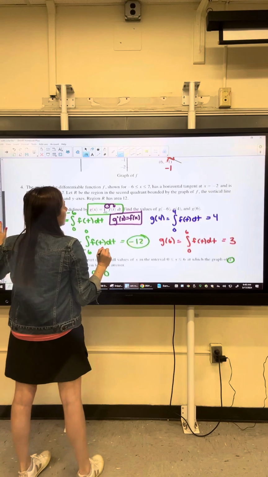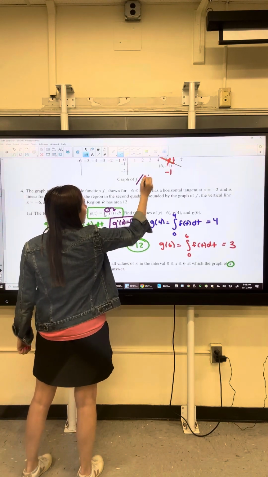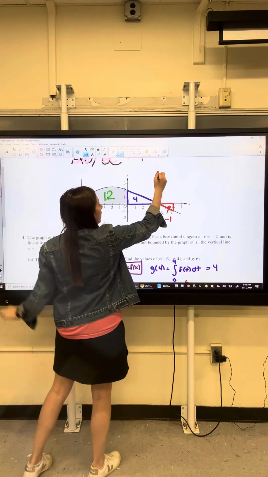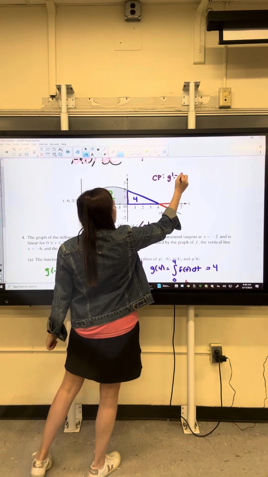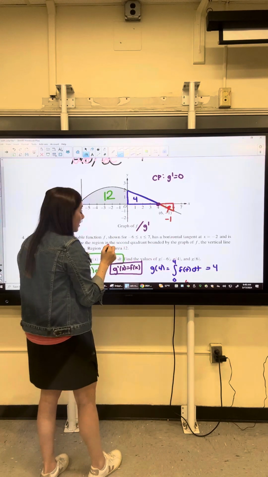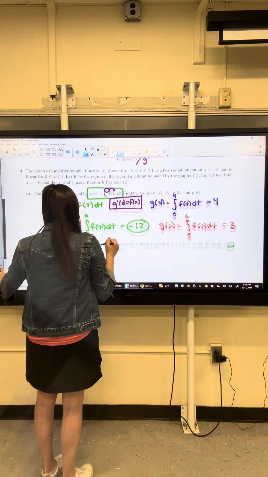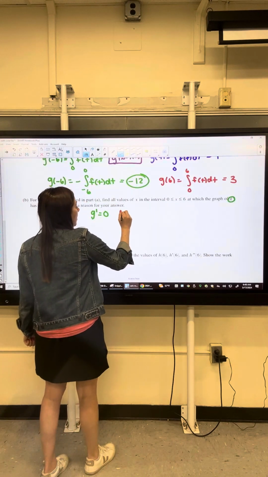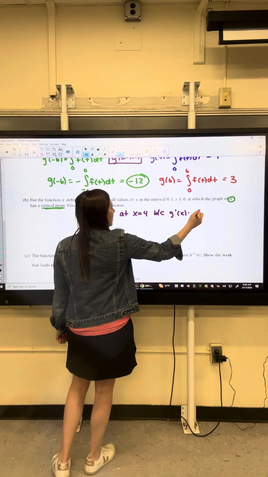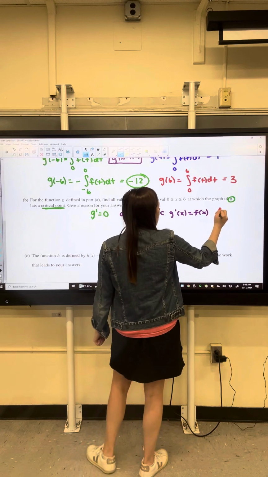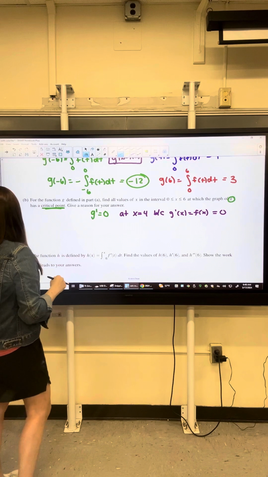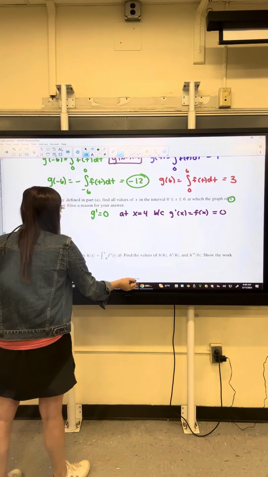So not only is this the graph of f, it's the graph of g prime. So they want to know when this graph has a critical point. Remember, a critical point is when g prime is equal to 0. Well, look at this. Isn't the only spot where this graph equals 0 at x equals 4? So that's what I'm going to write. G prime equals 0 at x equals 4 because g prime of x equals f of x equals 0. Okay, we equal 0 at that spot. That's my reason.